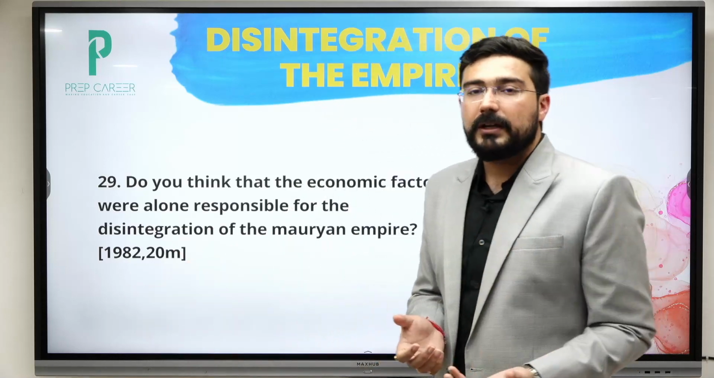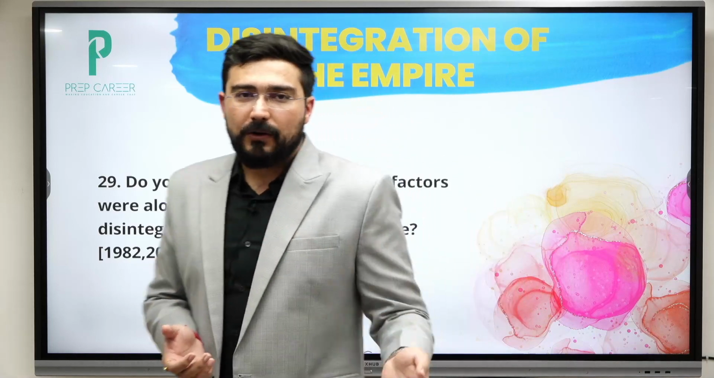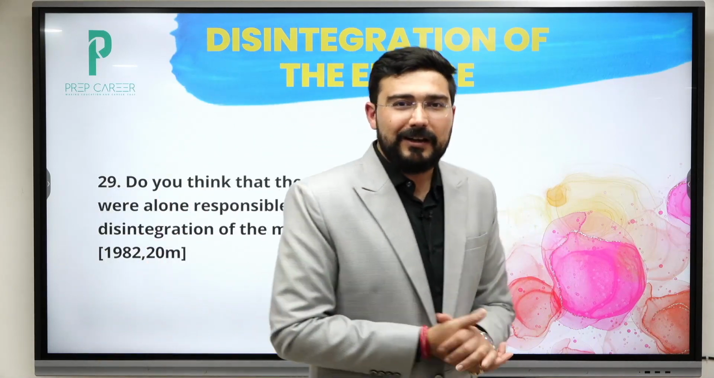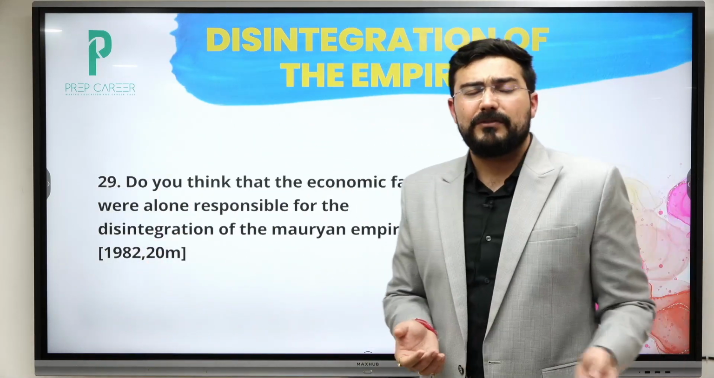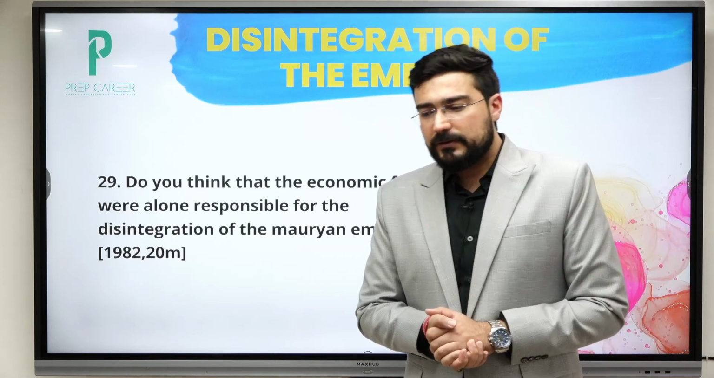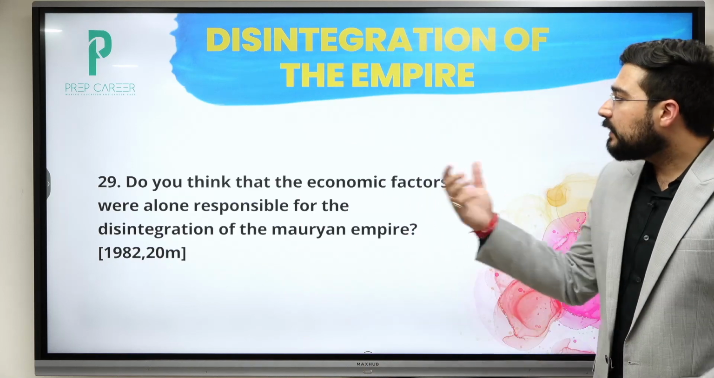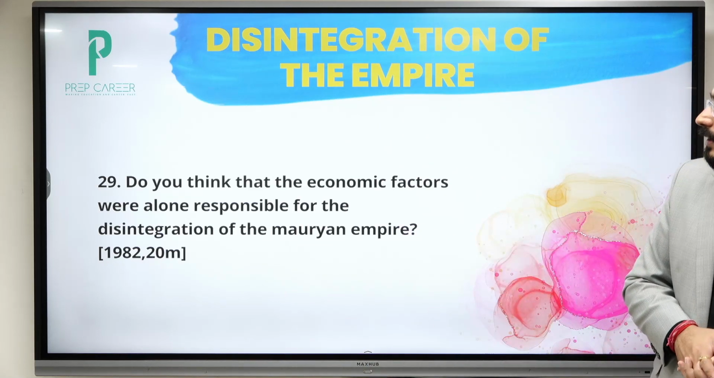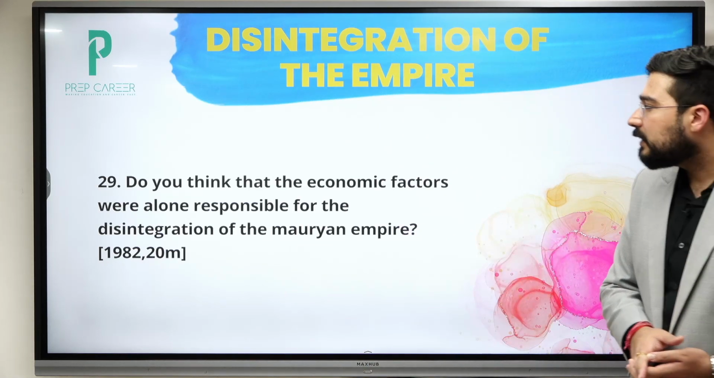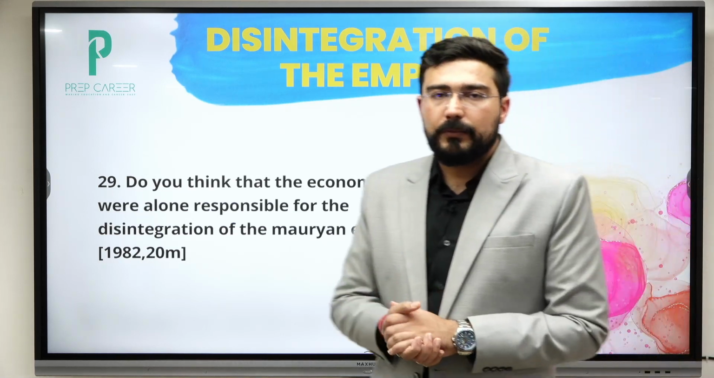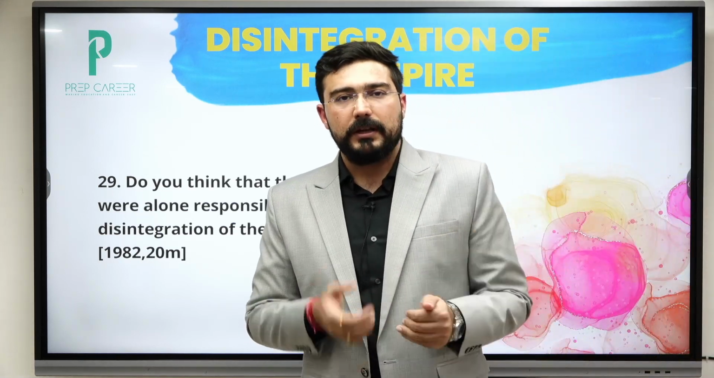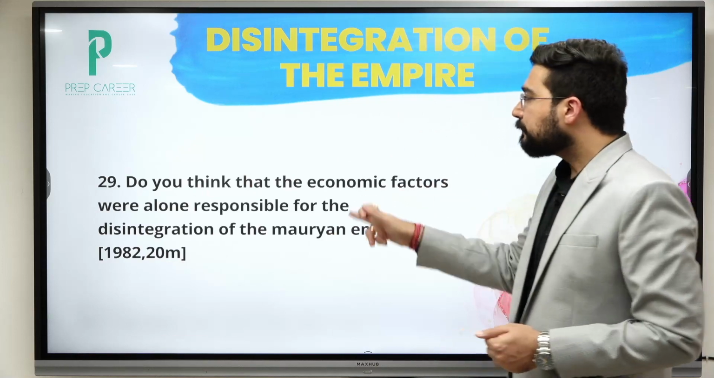Under Bindusara, he asked a friend, hey, when you come from abroad, bring some wine and so on. All right. So that is like when some of your friends are coming from abroad. So that kind of relations were also there. Then we see, do you think that the economic factors were alone responsible for the disintegration of the Mauryan empire? So this theory is given by D.D. Kosambi. You need to first write it down, evaluate it, and then write the other factors.